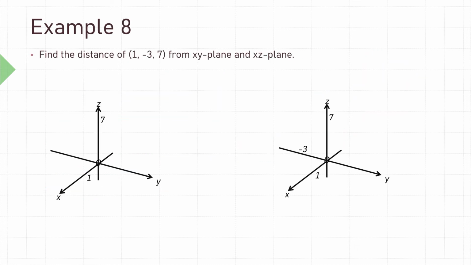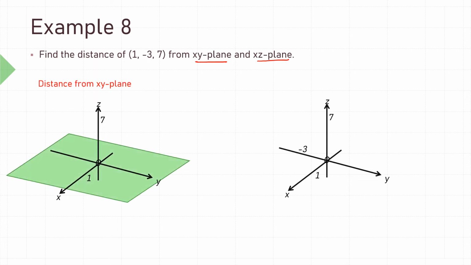Okay, let's look at example 8 here. Find the distance of (1, -3, 7) from the xy plane and xz plane. So let's do one by one. Let's try from the xy plane. Where is the xy plane? The xy plane is over here. What about the point? (1, -3, 7) is somewhere around here.